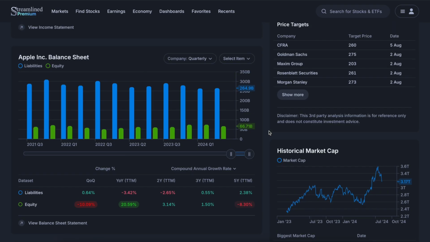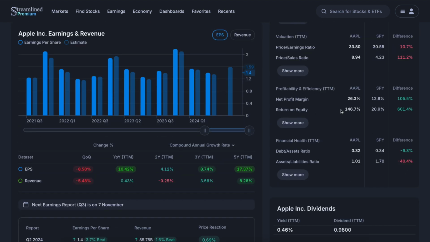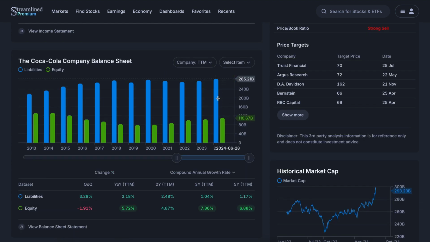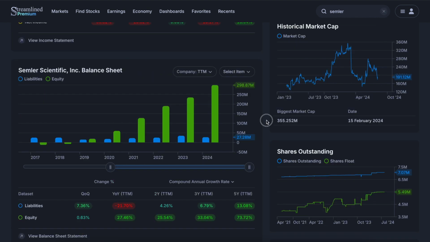So let's look at Apple here. As you can see, its liabilities far outweigh its equity, and this is how it's able to generate such a high return on equity here, 146%, compared to the S&P's average of 21%. Then if we look at Coca-Cola, we see the same picture, where the equity is relatively small compared to the liabilities. Then Semler Scientific is a startup where you can see the opposite. In fact, it has almost no liabilities and mostly equity.